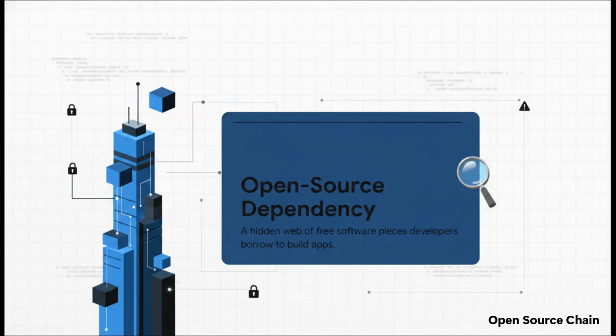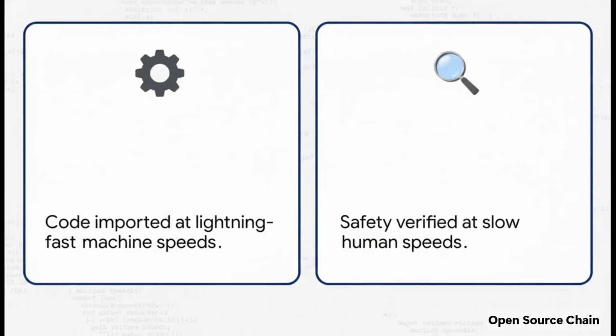Modern software just isn't written from scratch anymore. It's assembled from millions of tiny, borrowed pieces. It's incredibly fast, for sure, but it requires massive, almost blind trust. And that brings us to the core mismatch. It's wild when you think about it. We are importing these external building blocks at lightning-fast machine speeds. The automated systems just pull in code instantly. But on the flip side, we're only verifying the safety of those blocks at slow human speeds. It takes real time for people to check if those borrowed bricks are actually safe. And that gap between machine speed and human speed is exactly where all the danger hides.